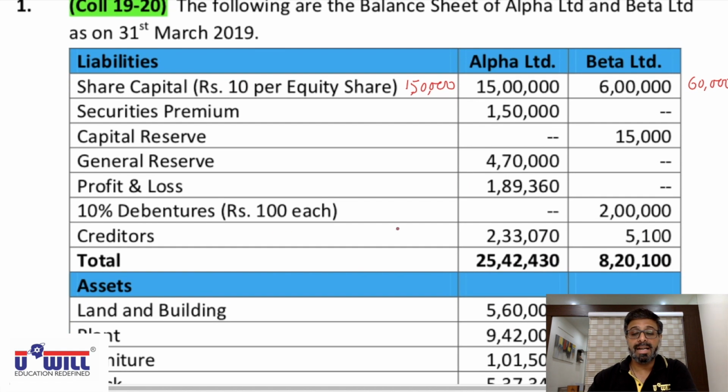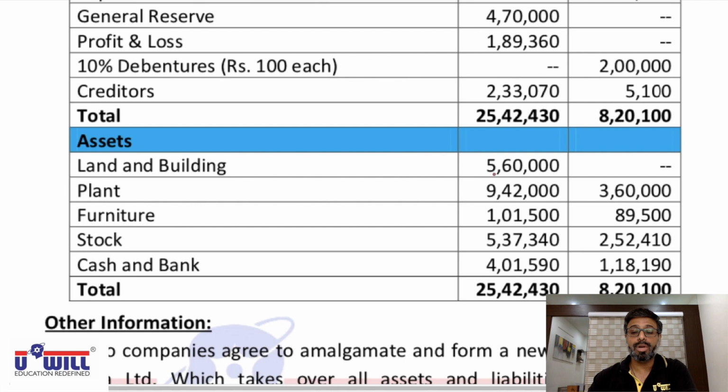10% debentures are there only in Beta Limited's books, 2 lakhs. Creditors are there in both the books. Land and building only in Alpha's books. Plant, furniture, stock, cash and bank in both the books.